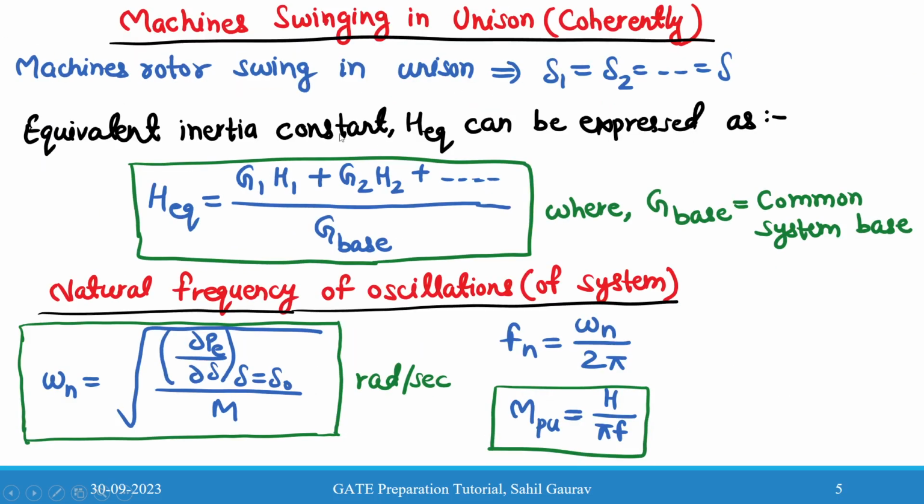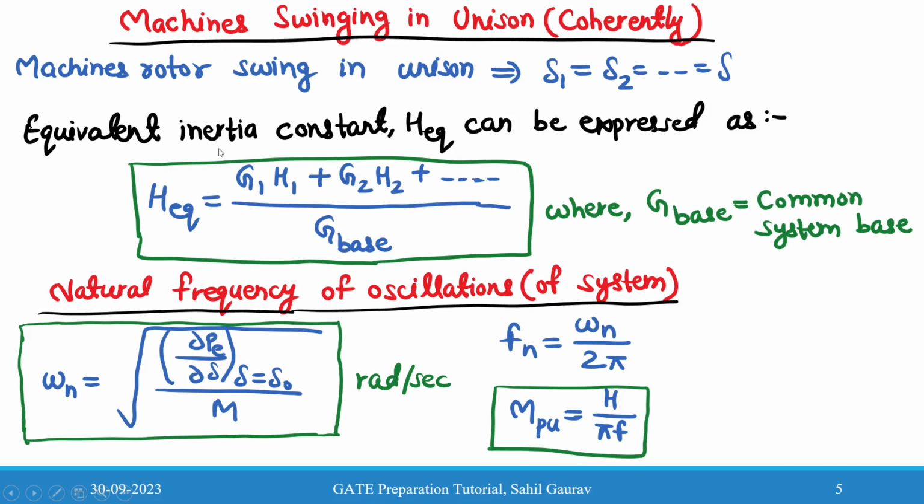Now next we will see how we find the equivalent inertia constant if we have different machines present in the system, like a multi-machine system. We have taken the assumption that all the machines are running coherently, that is, they are swinging in unison. That means all the rotor angles are equal, so delta 1 is equal to delta 2, and we can assume it as delta.